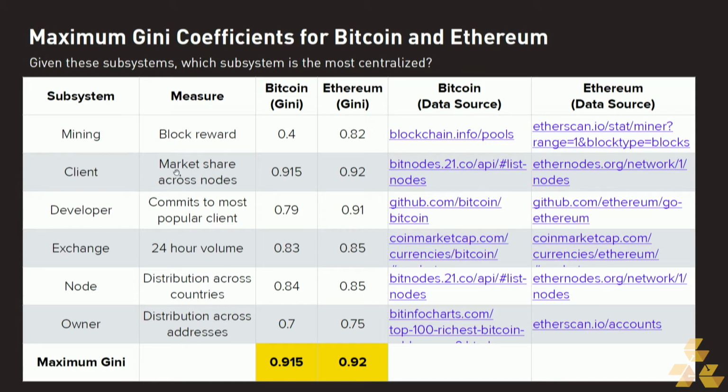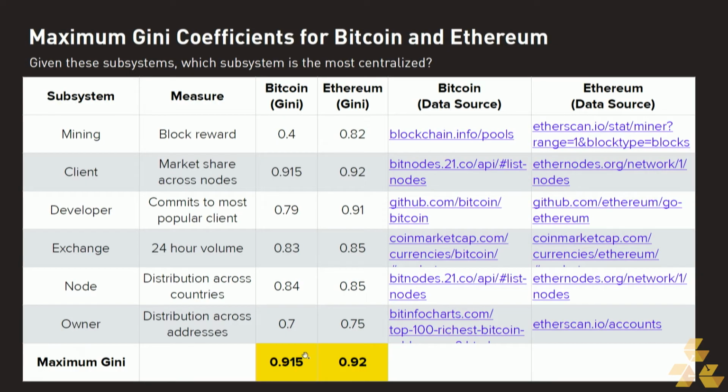Okay, so this is a step forward, in the sense that we can start to get our heads around this idea. We take this complex idea of a Bitcoin or Ethereum, this decentralized system, break it into subsystems, measure decentralization coefficients, Gini coefficients across each, and then try to calculate the maximum. But even still, 0.915 Gini is not super intuitive. Can we do even better?